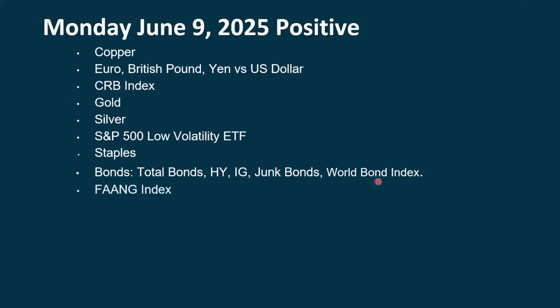The FANG index, that was off the list. Now it's back on the positive side. And the high leverage loans, that bodes well for the economy. Emerging markets are in an uptrend, and Bitcoin is in an uptrend.